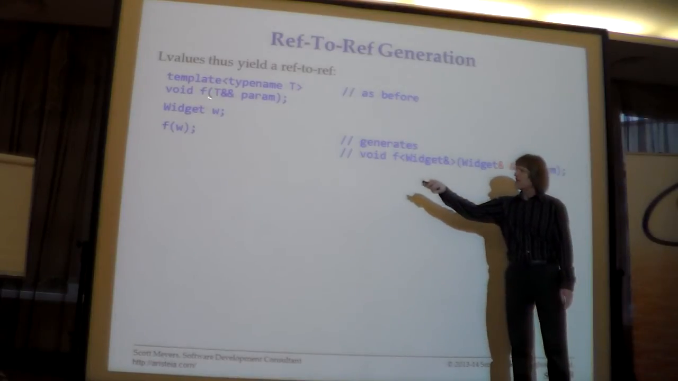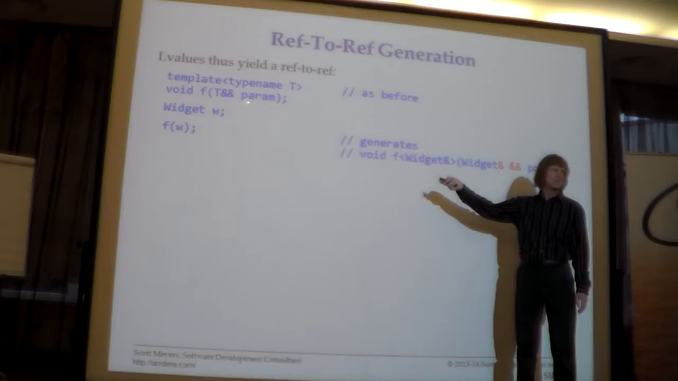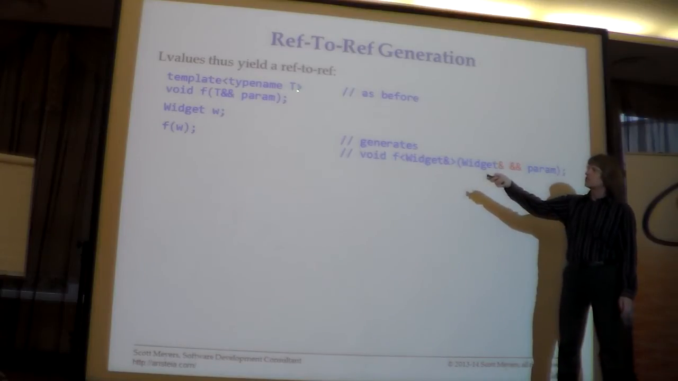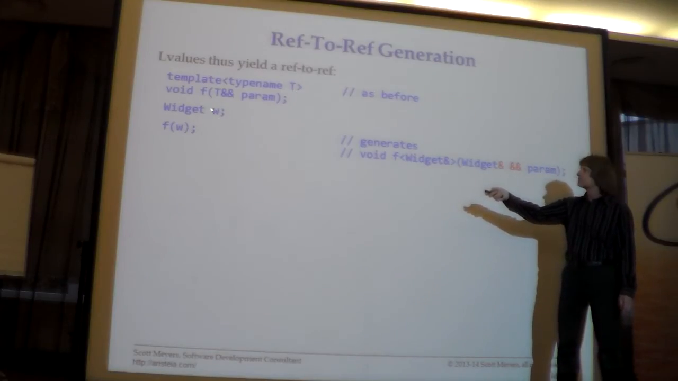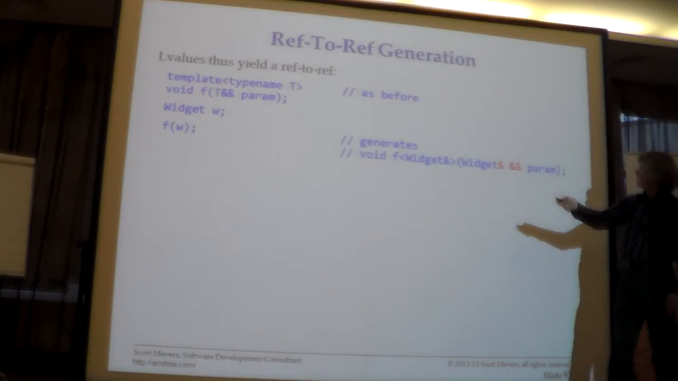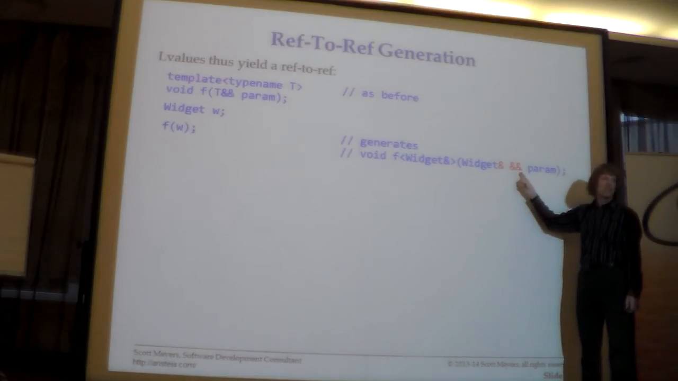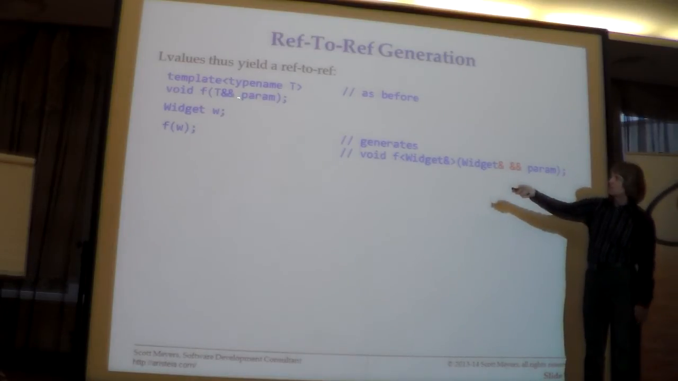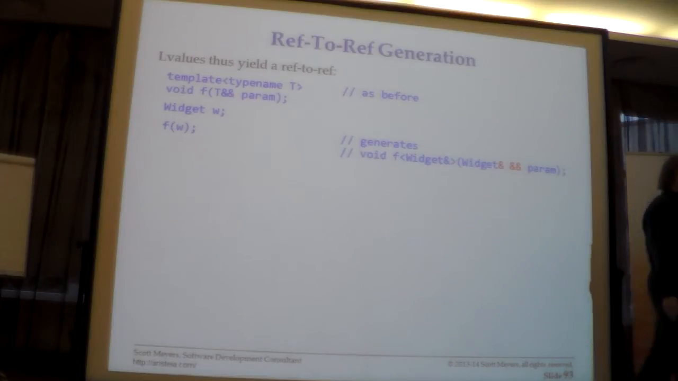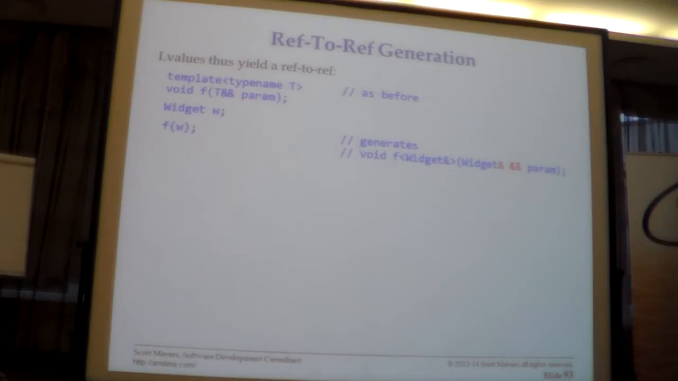So here's the function f that takes a universal reference. I now call f of w. The compiler says, okay, this is an L value reference. The type T is therefore deduced to be widget ref. So we take T, which is widget ref, and we substitute it in right here, and we end up with widget ref ref. Notice, this refers to T, but T has a reference of its own. We have a reference to a reference. You can't write this, but it can arise during template instantiation.